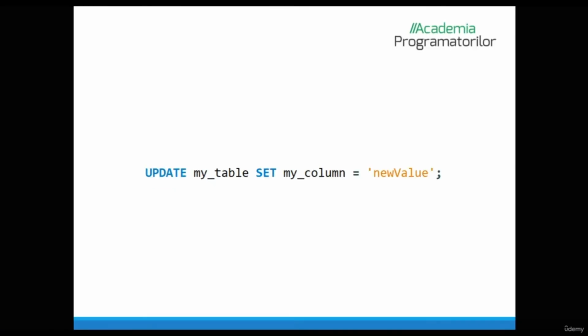Hello, we saw that the data in a table can be inserted and read. As we will learn in this video, it can also be modified. The modification of all the data in the table is done by the keyword update. We will write update, the name of the table, then we will write the keyword set. This is followed by the name of the column whose values we want to change, equal to the new value. This query will update all the entries in our table to the value new value in the my column column.